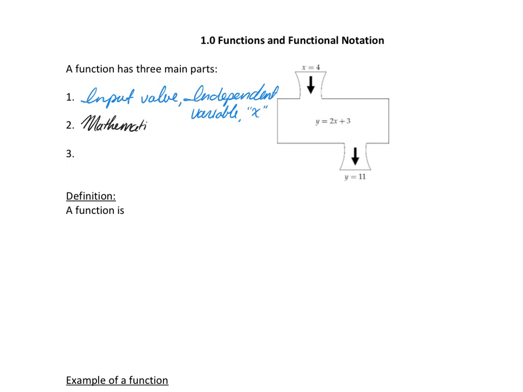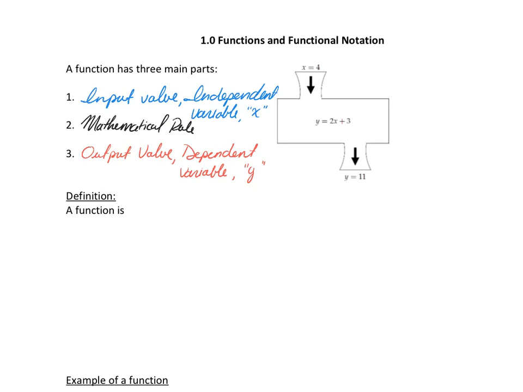And the mathematical rule tells us what to do with the input value so that we can get a corresponding output value. And that output value is sometimes referred to as the dependent variable, and students tend to think of this as the y value. And again, I'm putting that in quotations because sometimes that dependent variable can be labeled or defined as another letter besides y, like we can call it f or p or t, so just be aware of that.